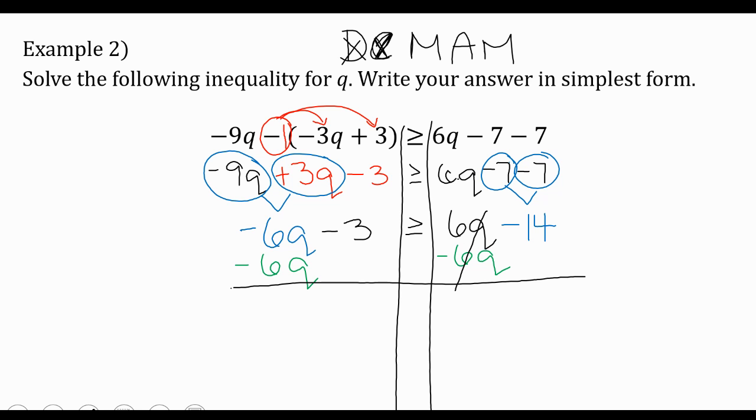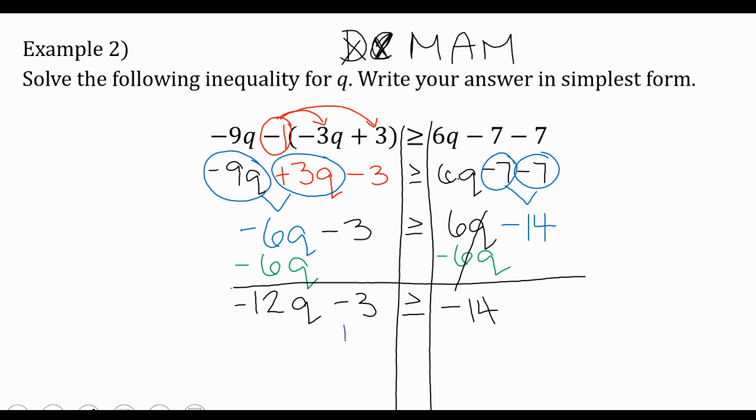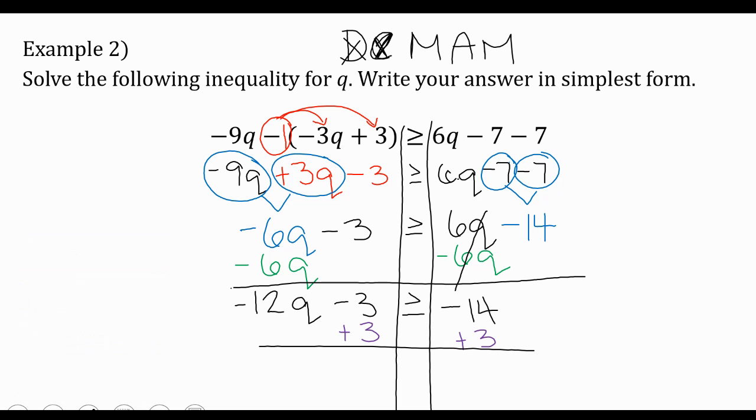Okay, so that cancels there. And we get negative 12Q minus 3 is greater than or equal to negative 14. Okay, let's move those constants. That stays the same, so I'm going to add 3 to both sides. That cancels. We get negative 12Q is greater than or equal to, different signs we subtract to keep the sign of the larger, so we get negative 11 there.